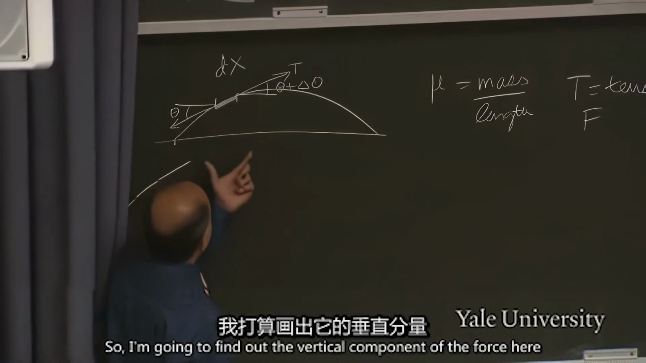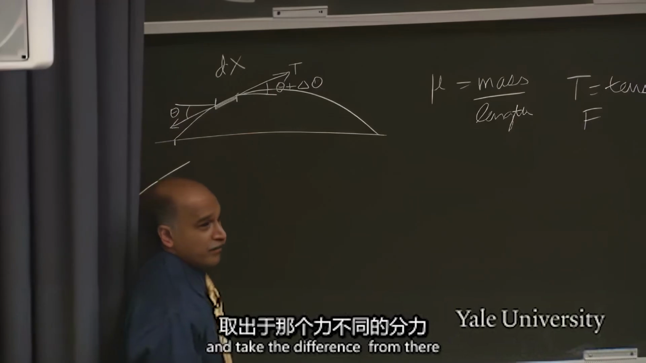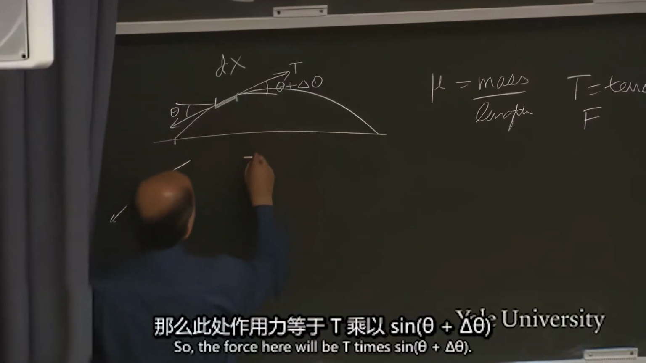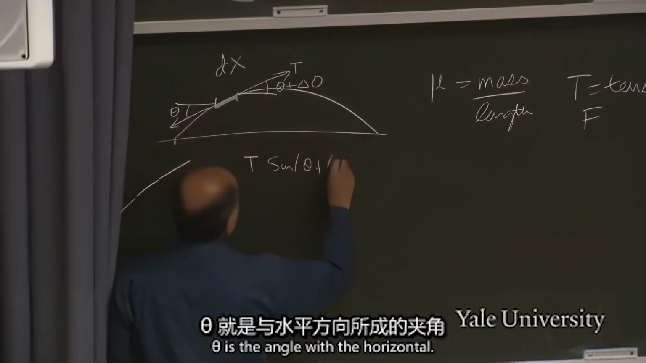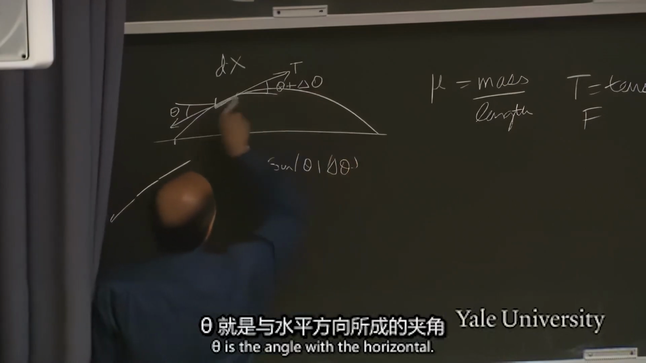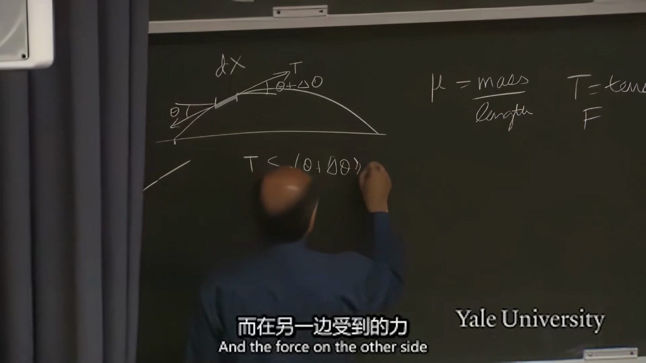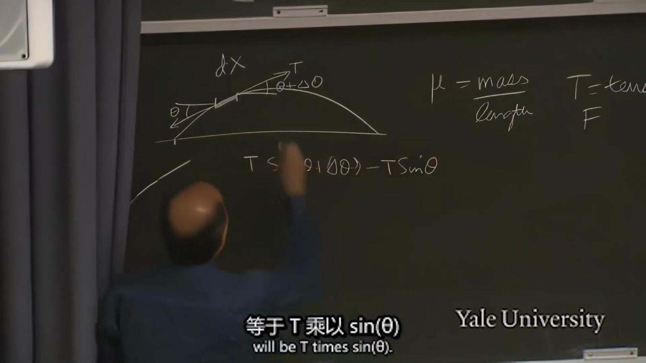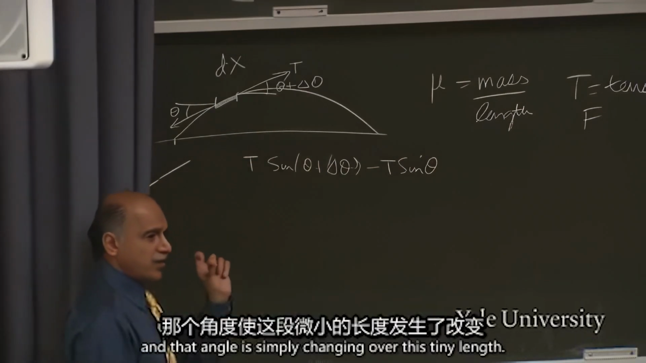So I'm going to find out the vertical component of the force here and take the difference from there. So the force here will be T times sine of theta plus delta theta. Theta is the angle with the horizontal. And the force on the other side will be T times sine theta. Theta is the angle made by the string from the horizontal, and that angle itself is changing over this tiny length.